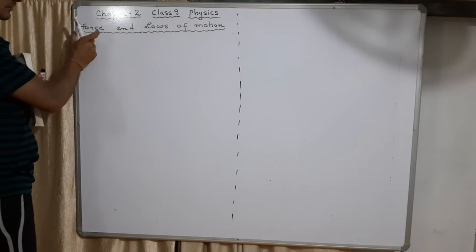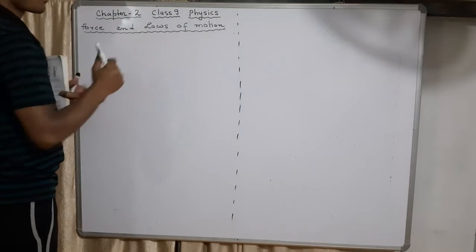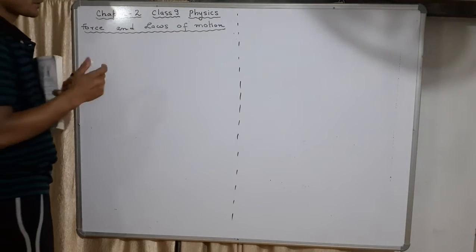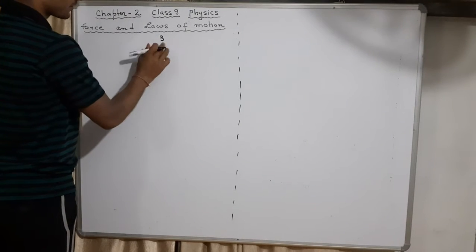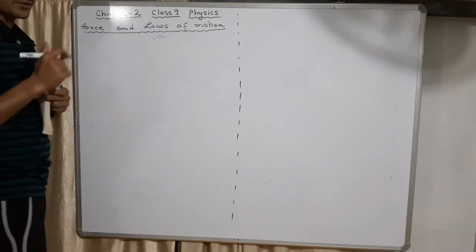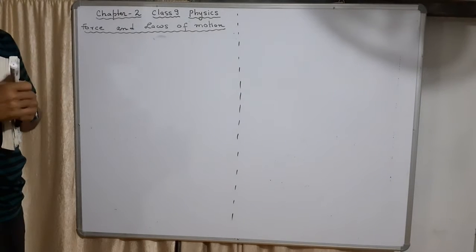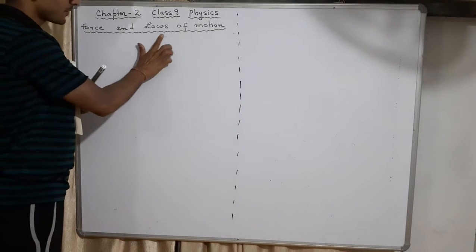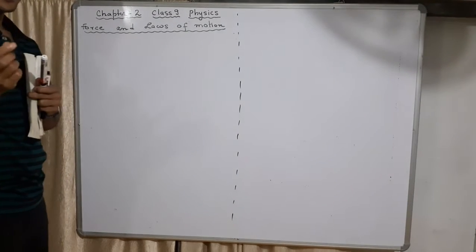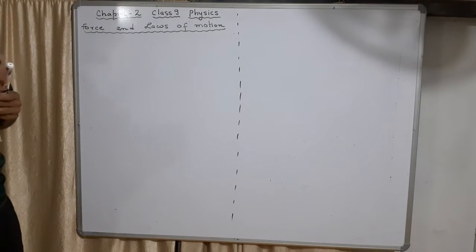There are two parts in this chapter. First is force and the second part is laws of motion. In the laws of motion, we have three different laws. Here we already did the first law and understood it in detail. After that we moved to the second law. Very little remained of the second law, that is its application.